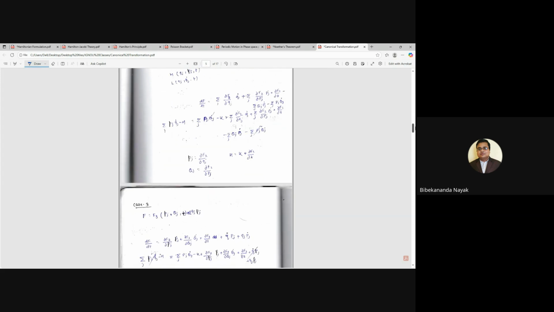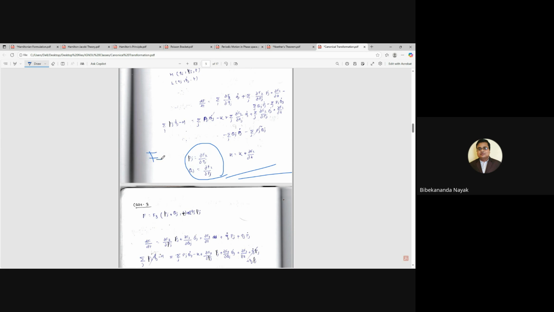Similarly, taking the second function F2(qj, Pj, t), we get the equations: small p equals del F2 by del Qj, and capital Q equals del F2 by del capital Pj. Since here both are positive, it is a common one. And in general, for any generating function, we have to write this F2.